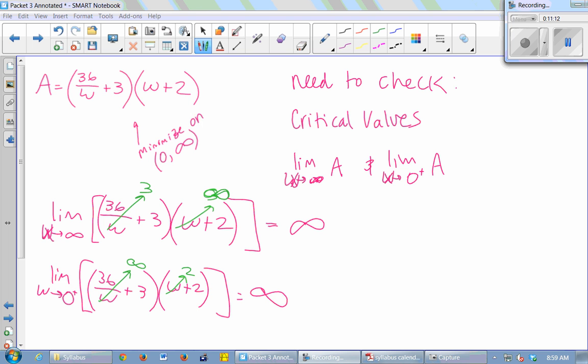All right, so at the edges, when the width is really big or the width is really small, we are getting really, really large areas. Okay. So it seems like the minimum is going to be not near the endpoints. Near the edges of the domain, the area function just gets huge. And we want to find the minimum. So it's probably going to be found at a critical value. So let's find critical values.